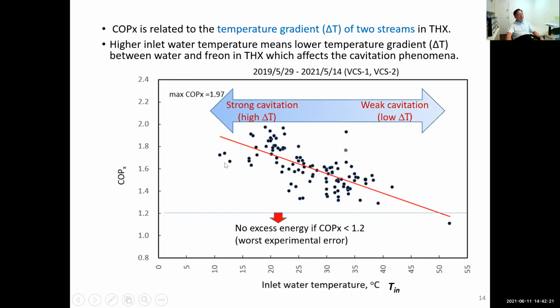And then if we plot COPx against inlet water temperature, it's interesting. There's some relationship. COP is related to the temperature gradient between the two streams. The higher inlet temperature means a lower temperature gradient between the two streams, water and the Freon. So it means weak cavitation. If the gradient is higher, that means stronger cavitation. Then you get a higher excess energy.